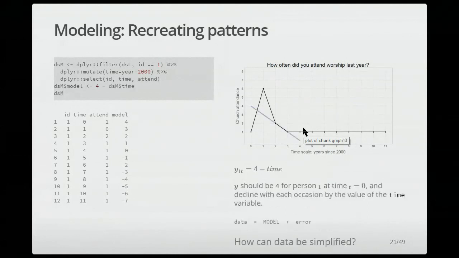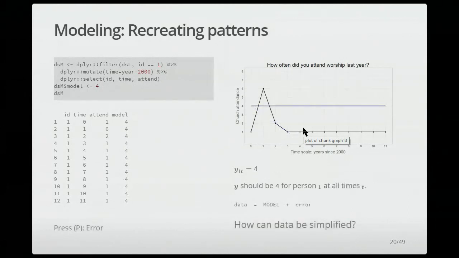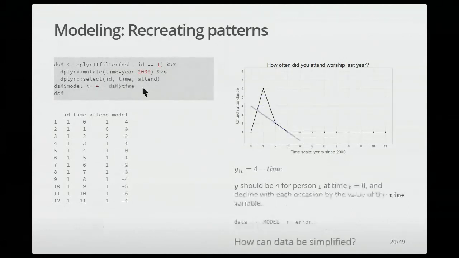So the next way we can advance or make our model a little bit more complex and more sophisticated is we can add this element. See if you can spot the difference in the code as I alternate between the slides. So here we define our model to be 4 minus DSM, dataset DSM variable time. It translates into human language: y should be 4 for person 1 at time 0, and then decline with each occasion by the value of the time variable.